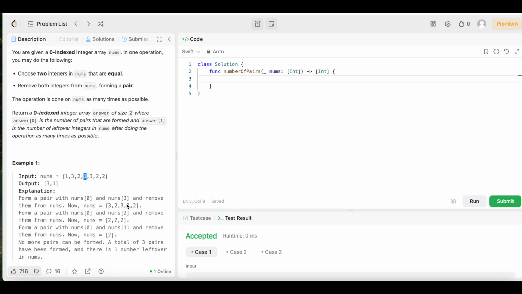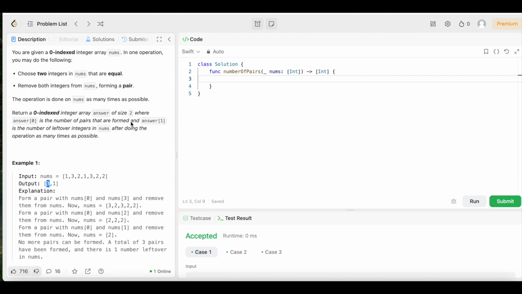So that's two pairs. Then it says form a pair with nums[0] and nums[1] and remove them. Now we're left with nums equals an array of integers with just 2. So now we remove this 2 and we remove this 2. So that's our third pair. So now we have 3 pairs. That's where this 3 comes from, right here, because we have 3 pairs.